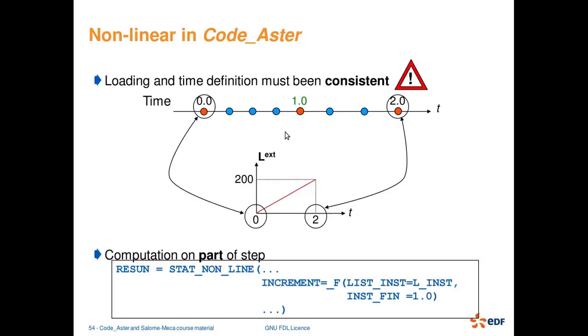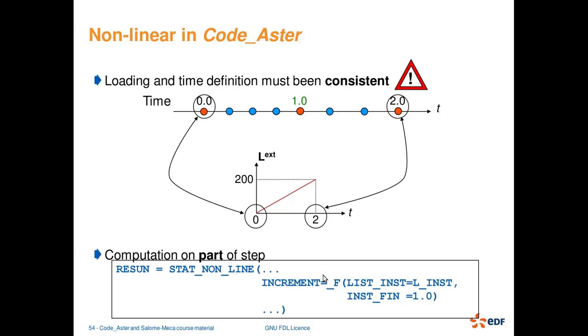Now one thing we should be careful about is that this loading, parameterized by the multiplier function, and the time definition must be consistent, otherwise there will be an error. For example, here my func multiplier gave me the maximum time as 2, so my time list definition should also go up to 2 only, not beyond 2, so that at time instant 2 I get the actual load as 200 by giving the pressure load as 100 in this case.